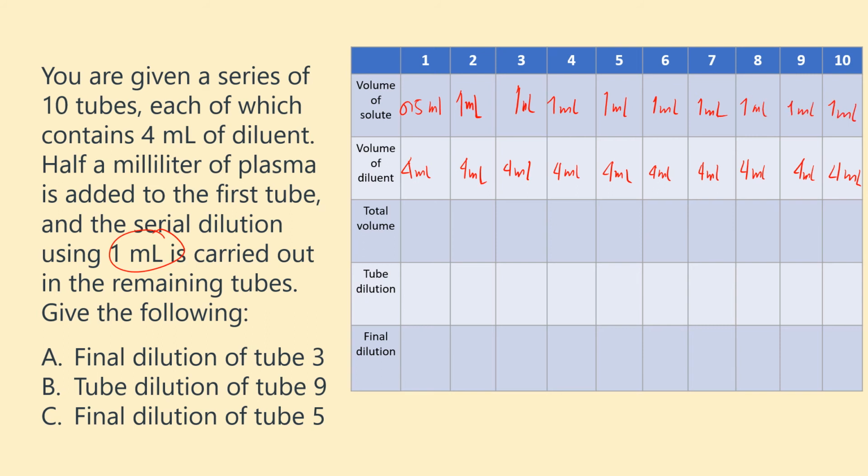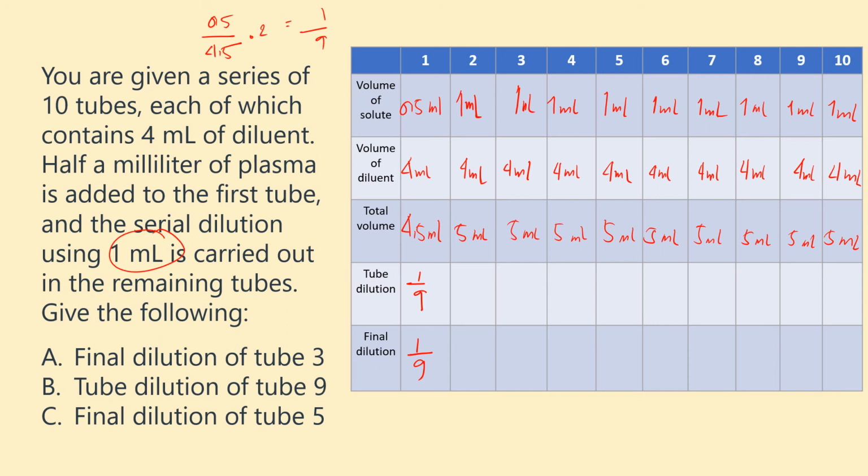Okay, so now let us determine the total volume. So you have 4.5 ml, you have 5 ml, 5 ml. Okay, now let us determine the tube dilution of each tube. Remember, you have 0.5 over 4.5. To make this 1, you multiply it by 2, so you have 1 over 9. So the tube dilution of the first tube is 1 over 9, and that is also going to be the final dilution of the tube.